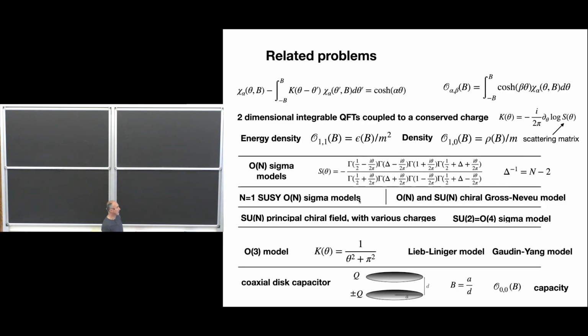I just mentioned that in these two-dimensional integrable quantum field theories, I can introduce a magnetic field coupled to a conserved charge, and I can push the particles in such a way that only one type of particle condenses. Then I'm in this situation. For example, I explained for the ON models. But there are many other models. There is the N equals 1 supersymmetric extension of the ON sigma models. There are the ON Gross-Neveu models, the SUN chiral Gross-Neveu models, the SUN principal chiral field. They are all integrable models, they all scatter non-diagonally, but introducing the magnetic field, it's exactly the same equation. The kernel will be different. The kernel will always be the logarithmic derivative of the scattering matrix.